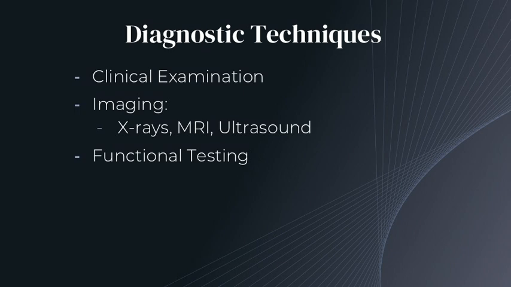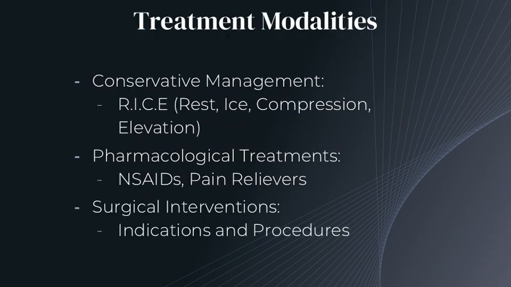Okay, diagnosis is locked in. Now, how do they actually treat these injuries? The slides outline different treatment modalities, starting with what they call conservative management, and the classic protocol here is RICE. Yes, RICE: rest, ice, compression, and elevation. It's the standard immediate treatment for so many acute musculoskeletal injuries.